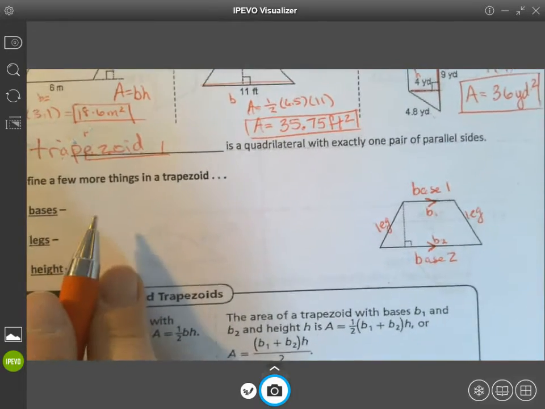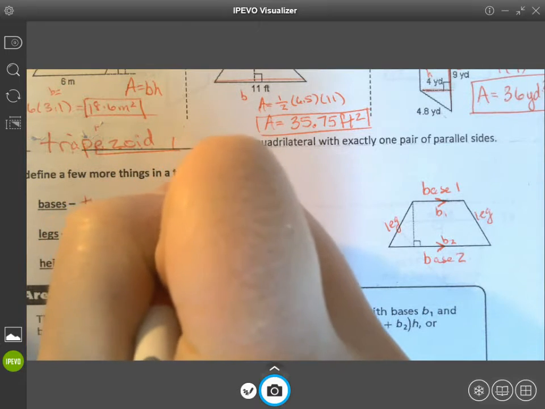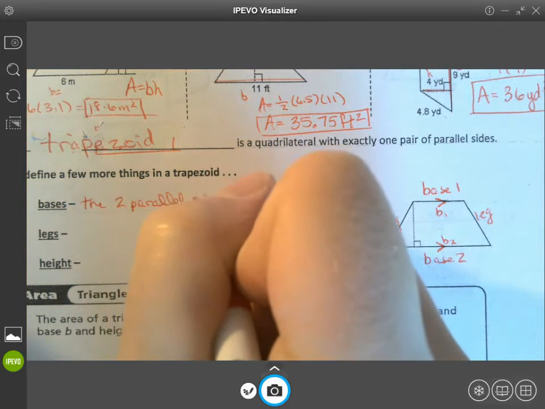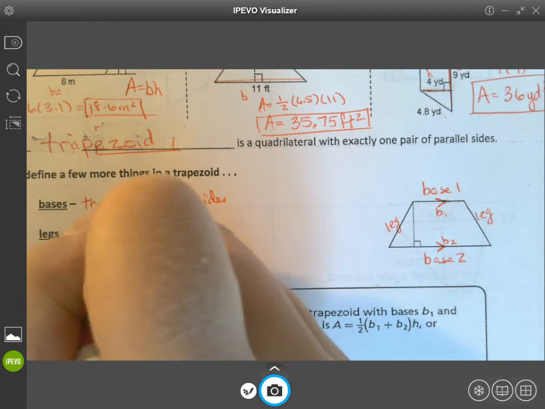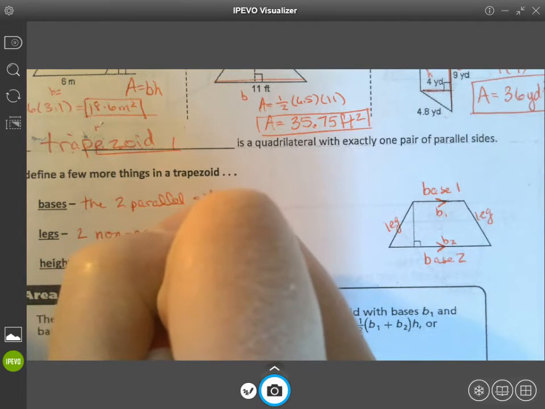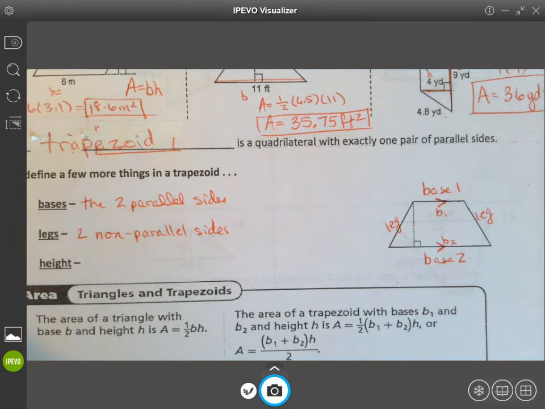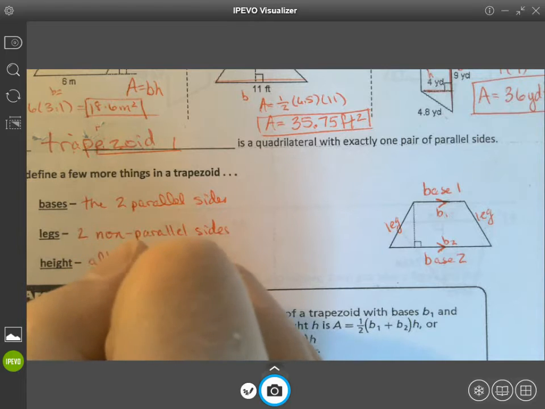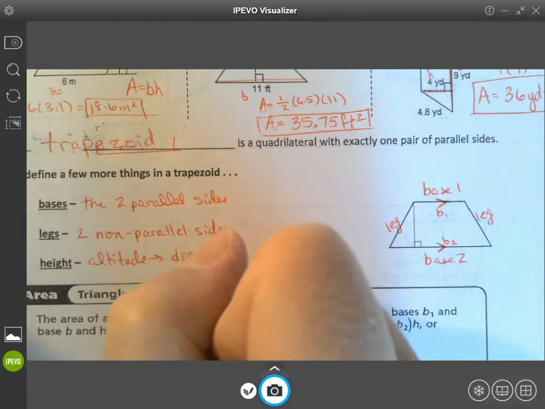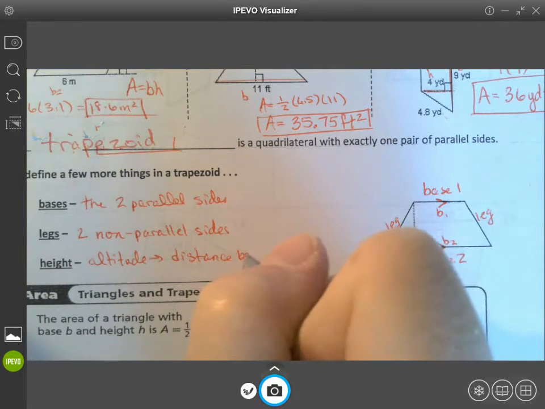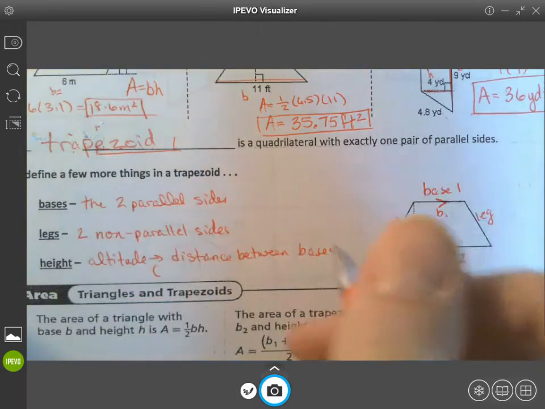All right, so the bases are the 2 parallel sides. And the legs are the 2 non-parallel sides. And the height, as always, is the perpendicular line. So the height is really the altitude. It is the distance between bases. And I'm going to make you remember that it has to be perpendicular.